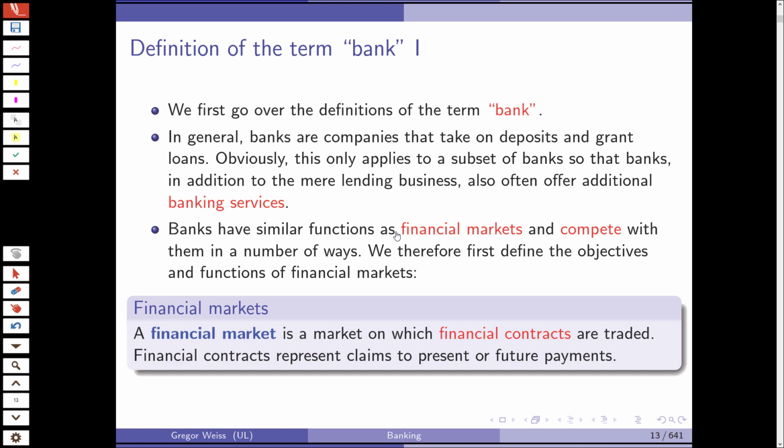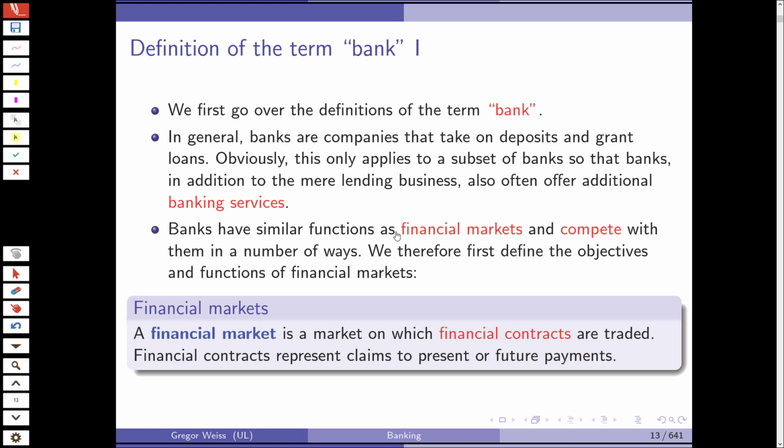Now, banks do much more. And we have banks that do not grant loans and that do not take on deposits. Those will later on be called investment banks. But more generally, you can define banks trivially by saying, well, banks are companies that offer banking services. It doesn't help, because now you have to define what banking services are, but actually that's the way it's done in German law. We will later on see that credit institutions, that's what we call banks under German law, are companies that offer banking services, and then they list all the banking services.